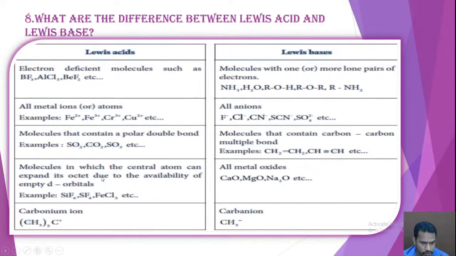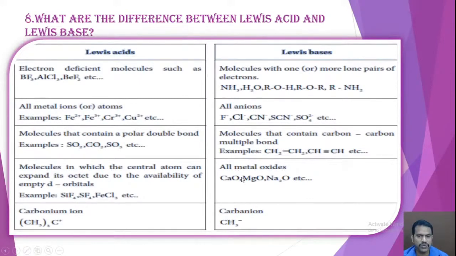Then molecules in which the central atom can expand its octet, due to the availability of empty d orbitals. SiF4, SF4, FeCl3, silicon tetrafluoride, sulfur tetrafluoride and ferric chloride, these are the compounds where the central atom has a vacant orbital. Vacant orbital, what is the meaning? Electron deficient. So it comes under Lewis acid.